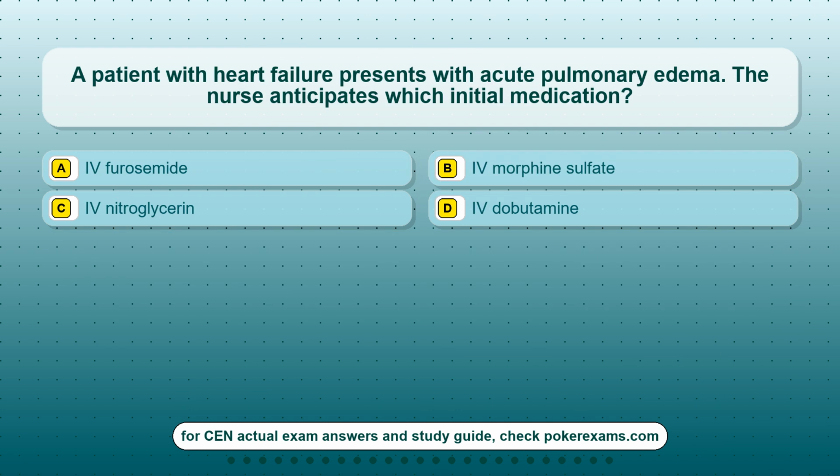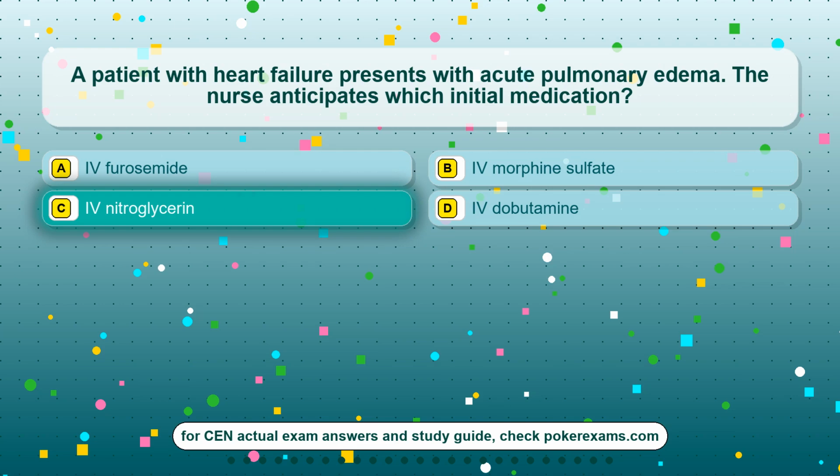Question 14. A patient with heart failure presents with acute pulmonary edema. The nurse anticipates which initial medication? Option A, furosemide. Option B, morphine sulfate. Option C, nitroglycerin. Option D, dobutamine.